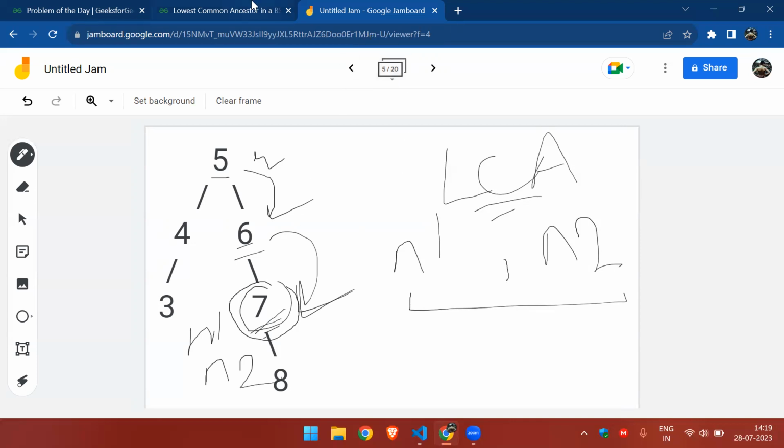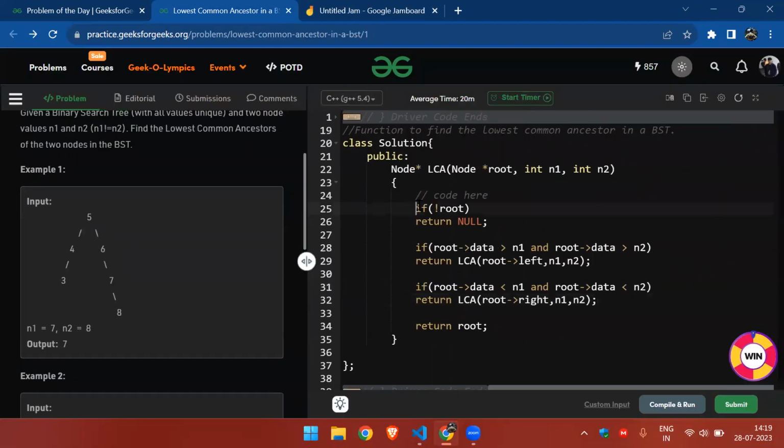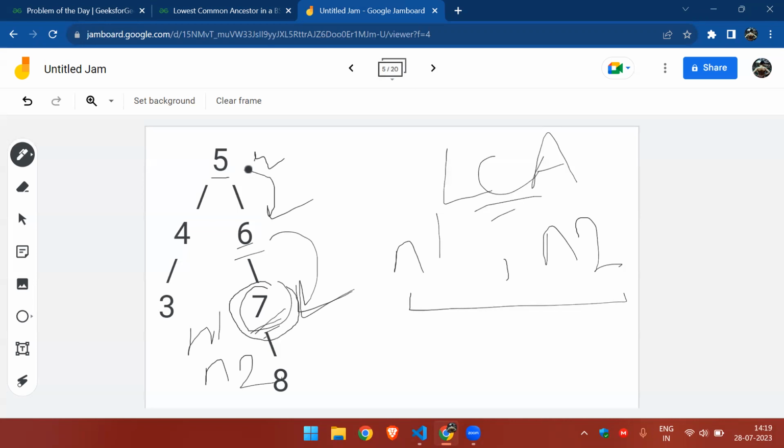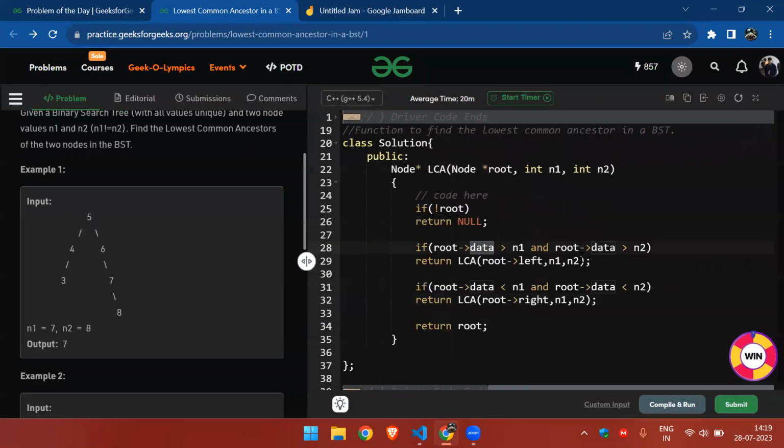Okay, so I hope you get the idea. So this is the implementation. If there is no root, then we return null. And if the root's data is greater than n1, meaning if 5 was greater than 7 and 5 was greater than n2, which means that our root data is greater than n1 and n2, in that case, we should move left because we have a greater value on the root, and on the left side we have lower values, right? So we'll move left. We'll make a call on the left.